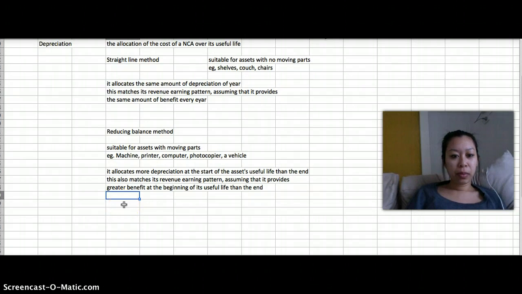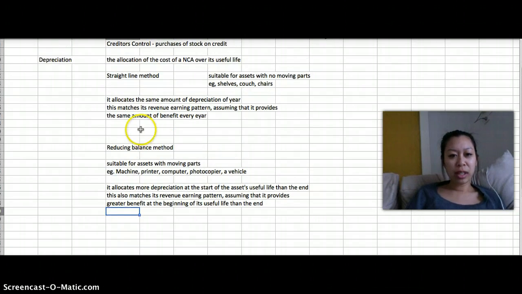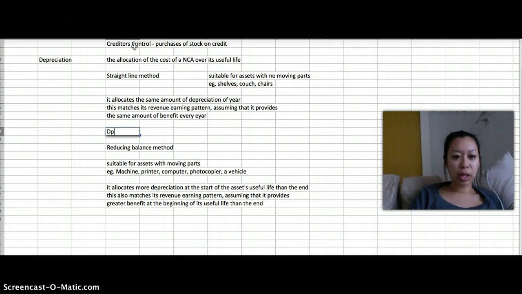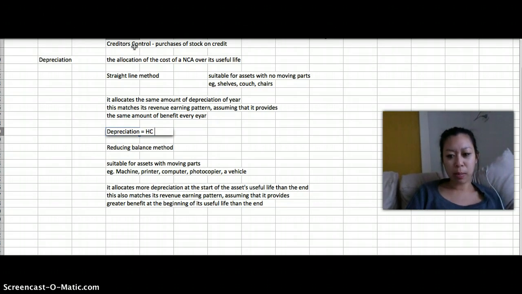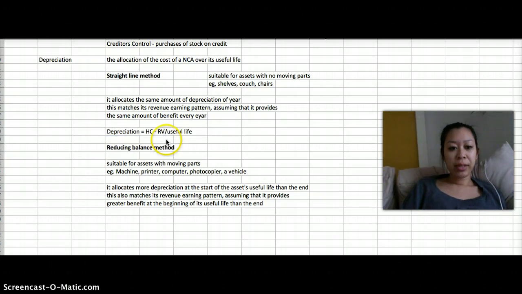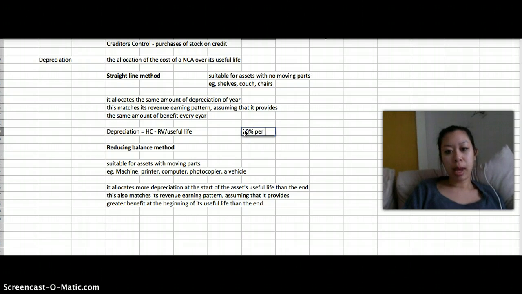In terms of calculation, for the straight line method, we've learned that depreciation equals historical cost minus residual value over useful life. That's what we learned at the start of the year. Alternatively, you can also calculate using the straight line method just using a percentage. So it could just be 20% per annum.